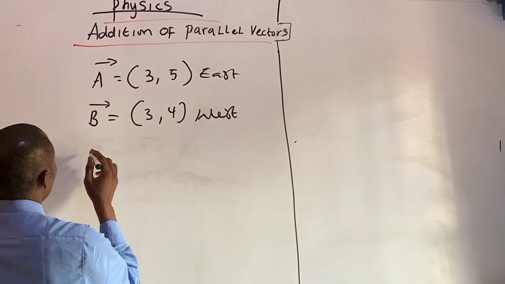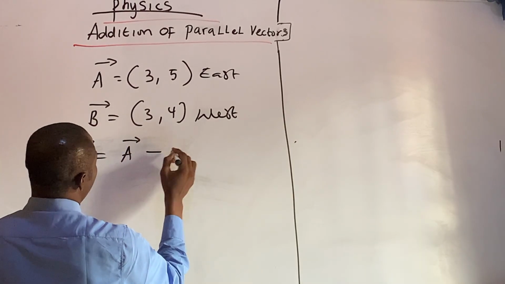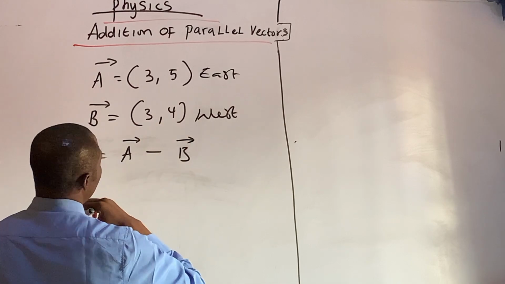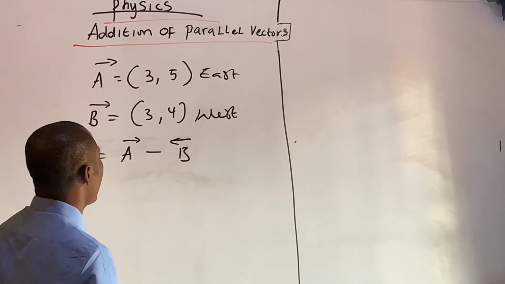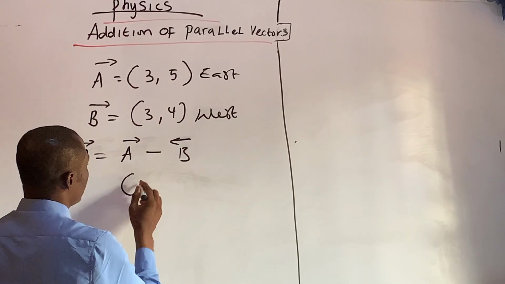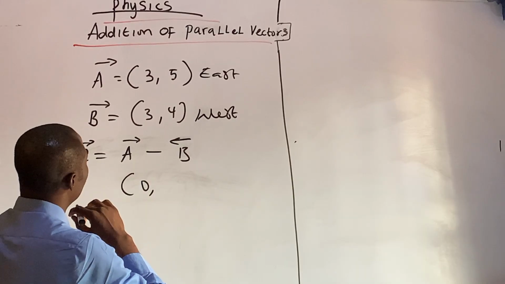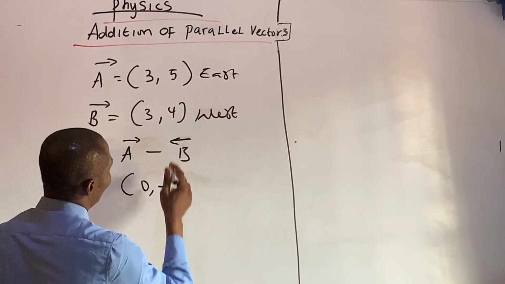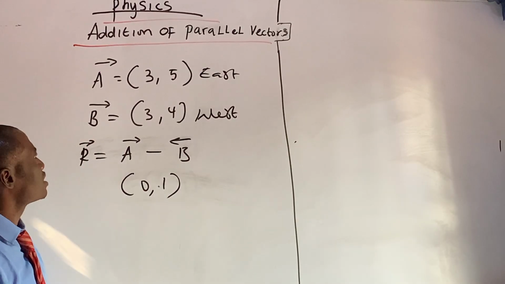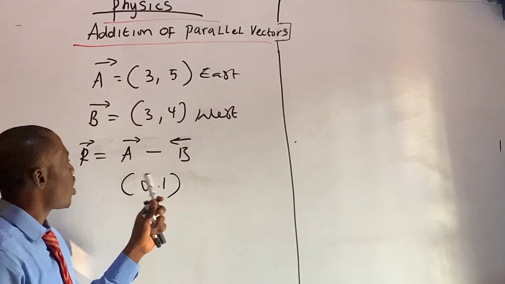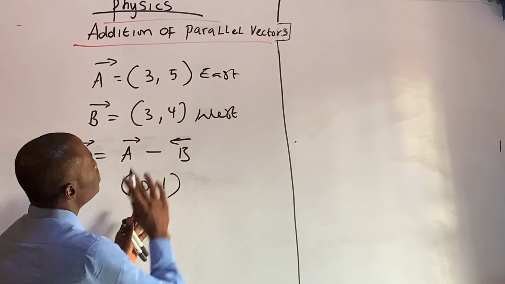So what we're having is the resultant vector is equal to vector A minus vector B. Okay, this one is traveling to the west. Now, having said that, 3 minus 3 is going to give me 0. And then 5 minus 4 is 1. Now, if you have done that, what you're going to be having is 0, 1, which means it is 0, 1 to the east.